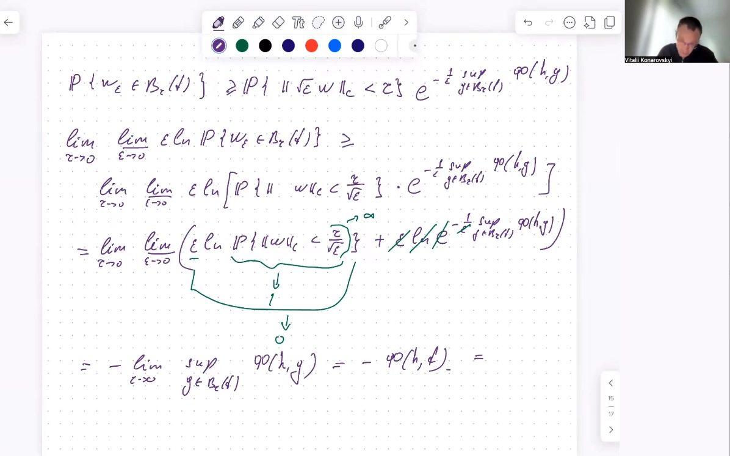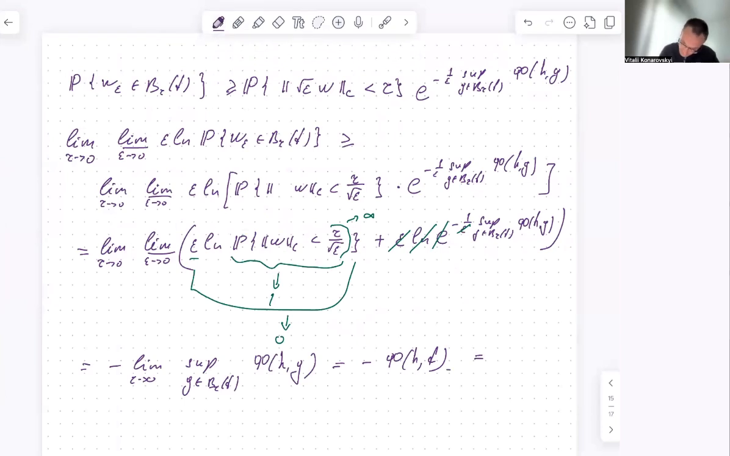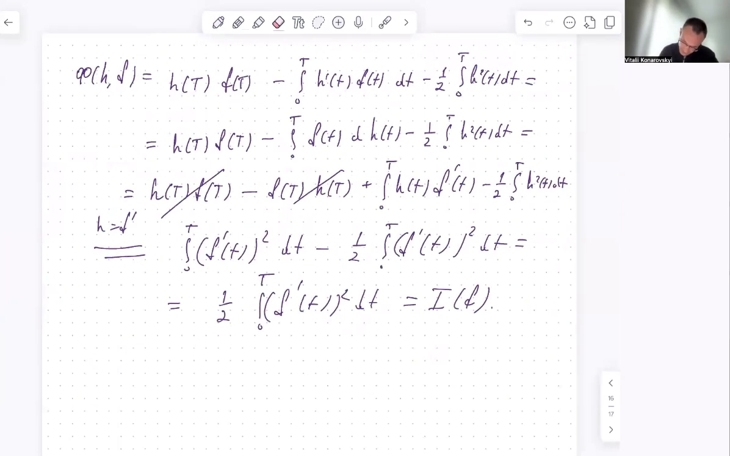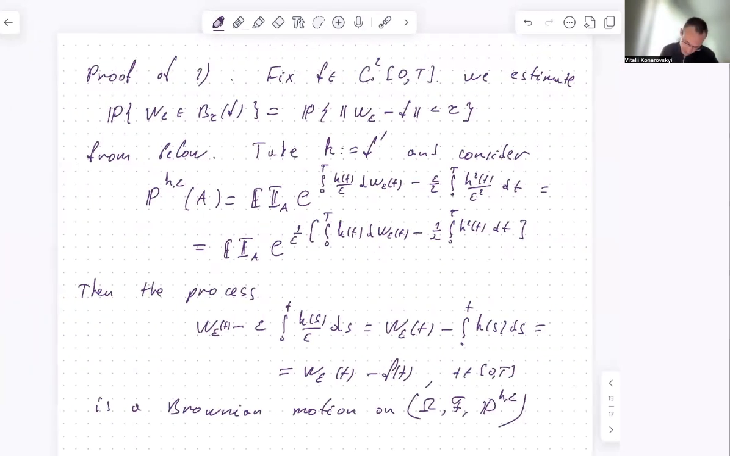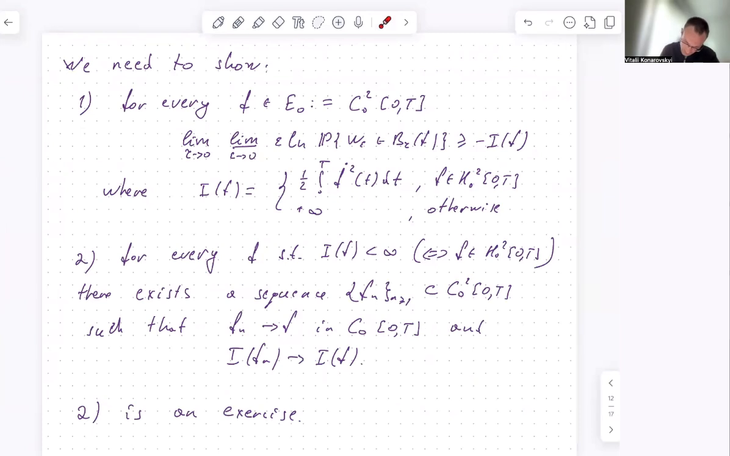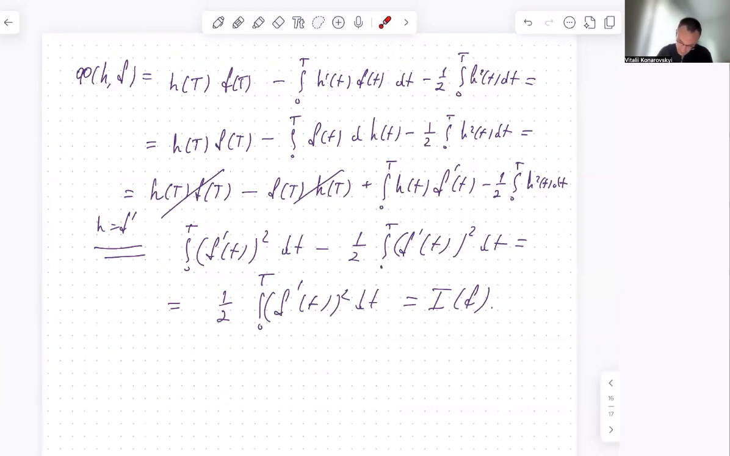And what did we obtain here? Just after the computation, we obtained that this is minus the rate function I of f. And let's go to the statement, the first property, and exactly you want to see minus the rate function at f. This finishes the proof of the lower bound. So this implies that we have the lower bound.